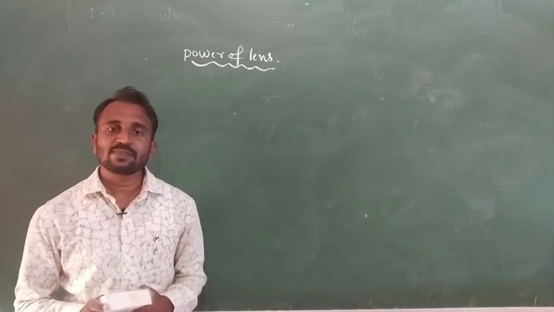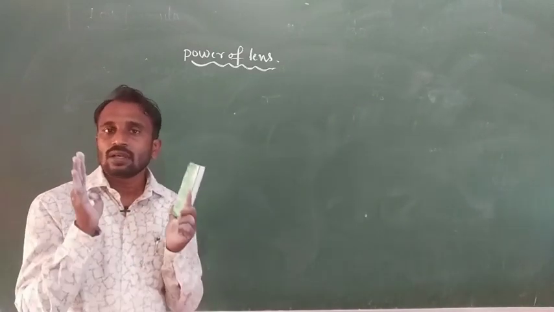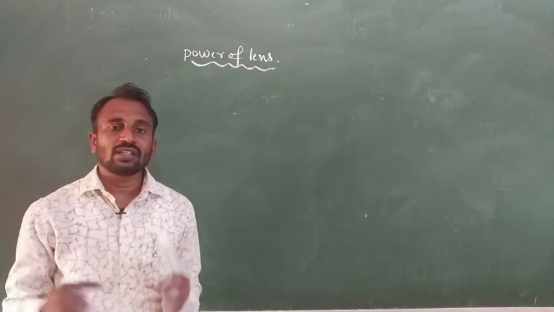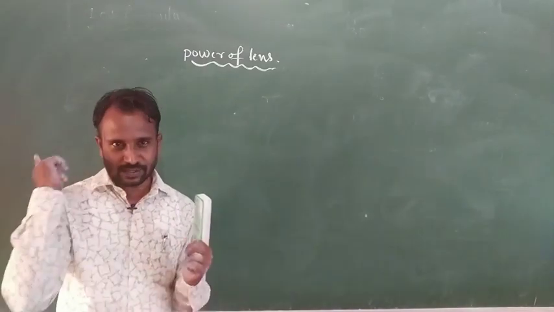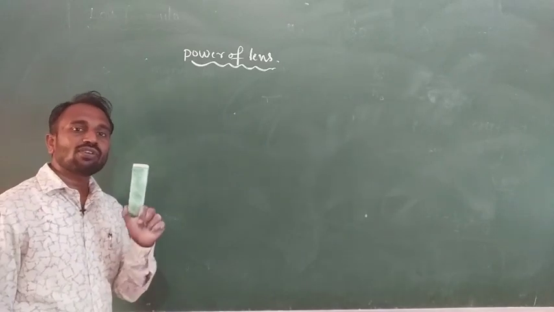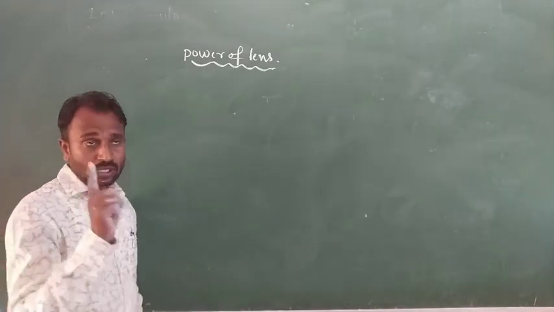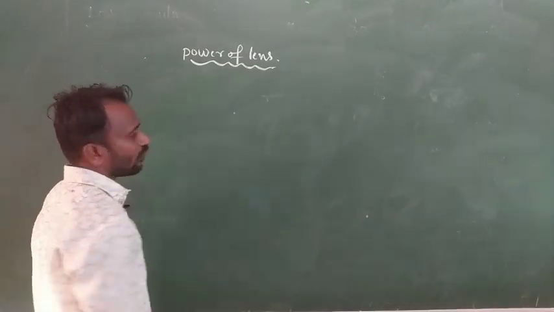So power of a lens means the ability to converge the ray of light when it passes through a lens. When it passes through a lens, it is the ability of a lens to converge. The ability of a lens to converge, so that is the power of a lens.